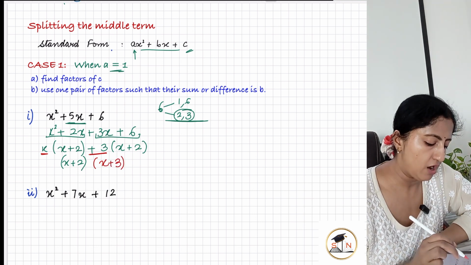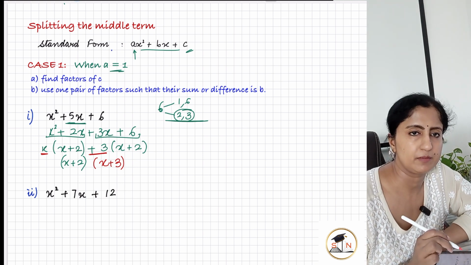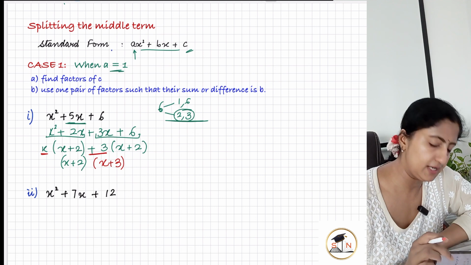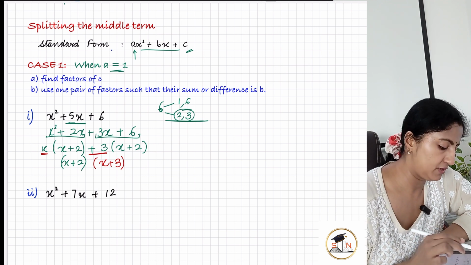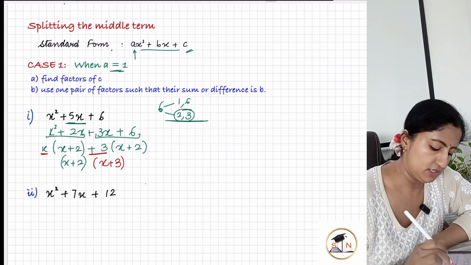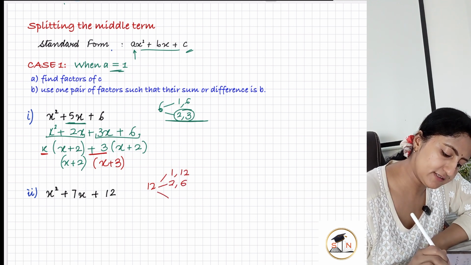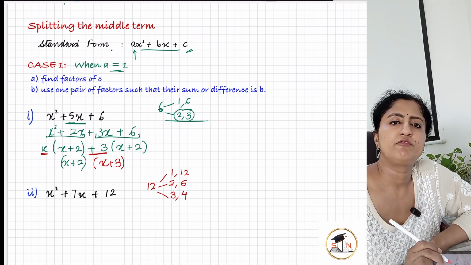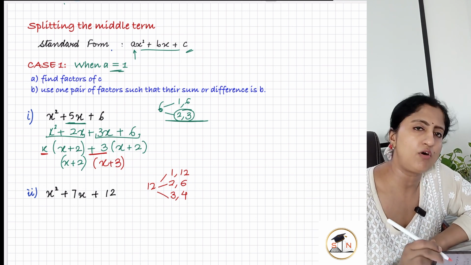And we just saw how we have done splitting the middle term for a given polynomial. Okay, let's understand with the help of another example. x square plus 7x plus 12. The first step says find factors of C. C is 12. So the factors for 12: 1 and 12, 2 and 6, 3 and 4, right?